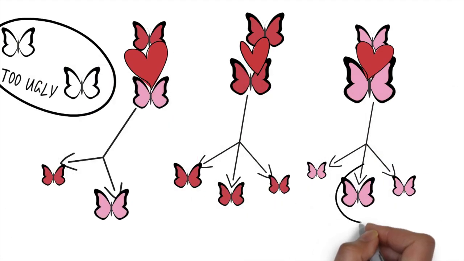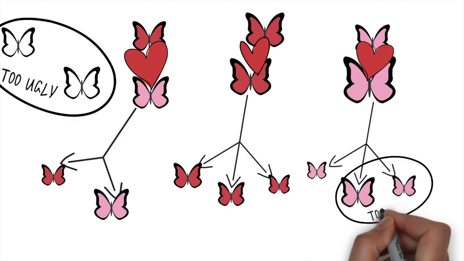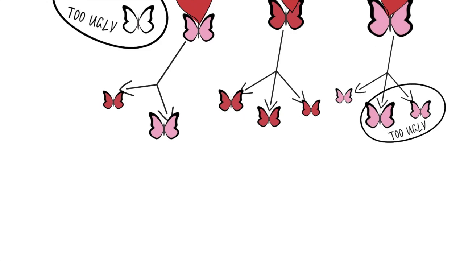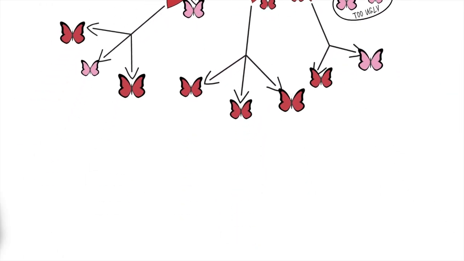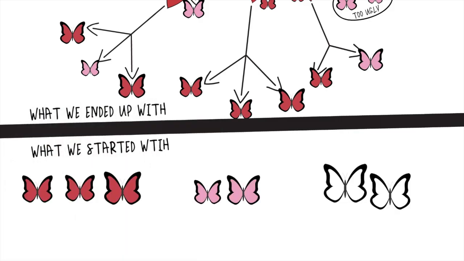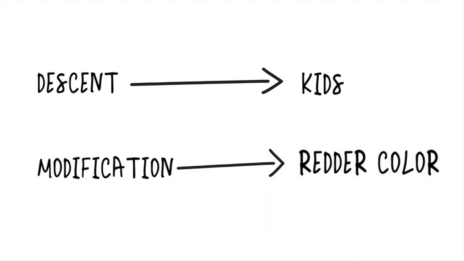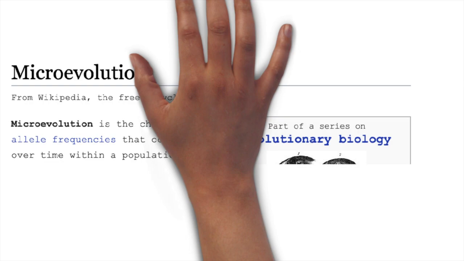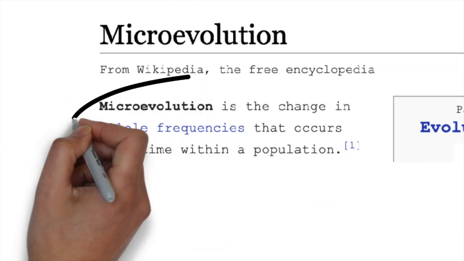Now let's say that these butterfly kids grow up and have their own babies. Here are the ugly rejects, and here are the babies from the other couples. Now let's compare the starting butterflies to the butterflies we have now. Look at the color difference. Every generation had kids, descent, that were a bit redder than before, modification. This is evolution, microevolution to be exact. This is the type of evolution that results in the change of gene frequencies in populations over time.